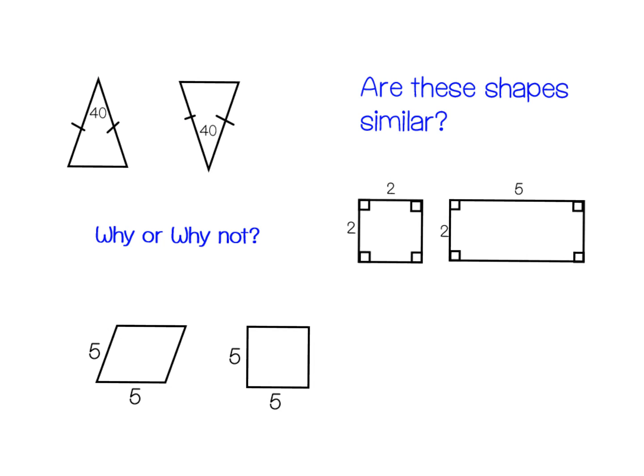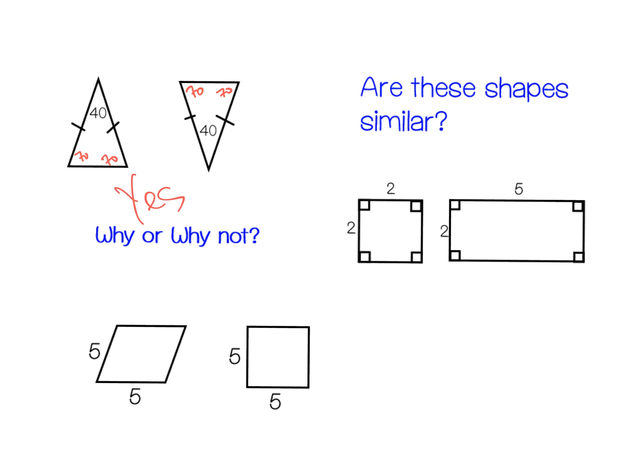So let's just start with, are the shapes similar? We're going to start up here at the triangles. Because they are isosceles, we can determine those base angles. We can determine that each base angle is 70. So they are going to be similar because we have all the angles that are the same. So let me write yes there.